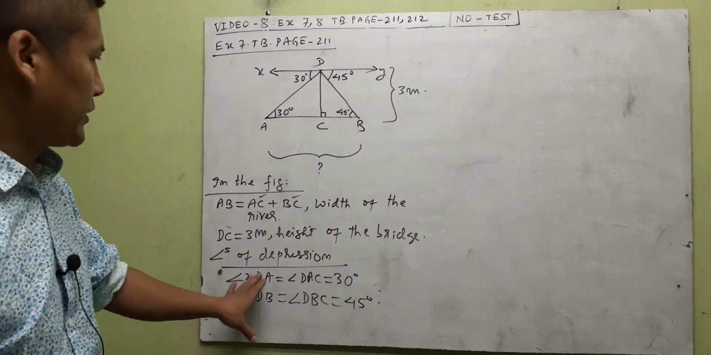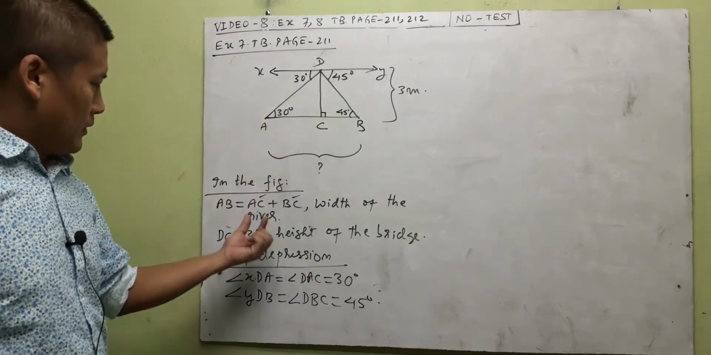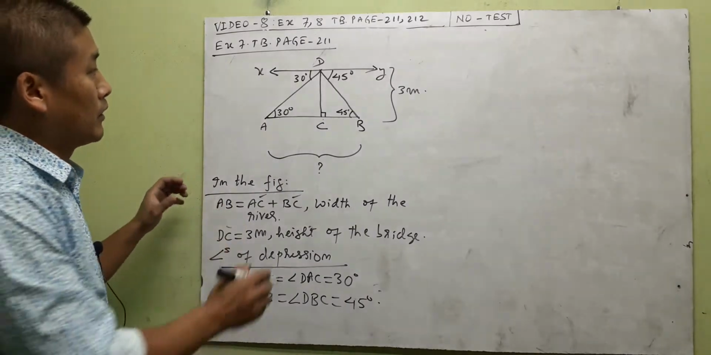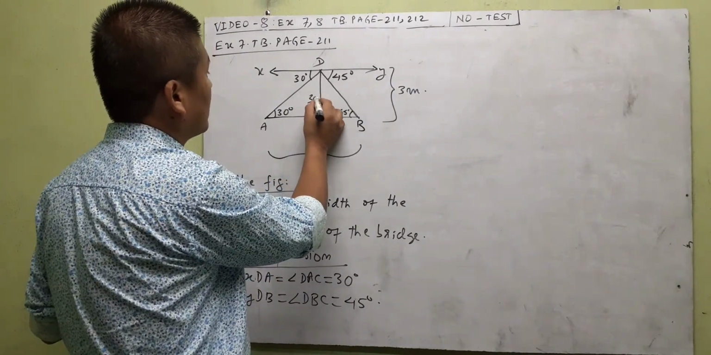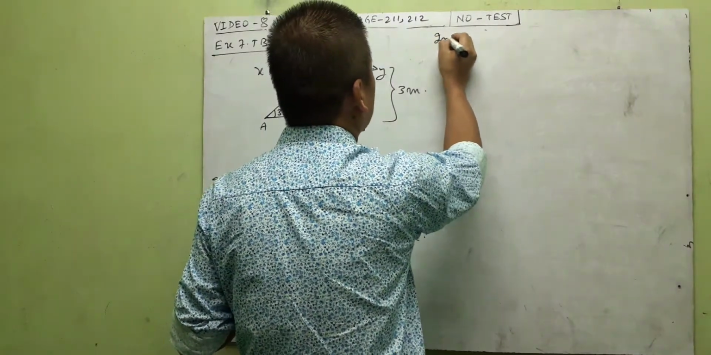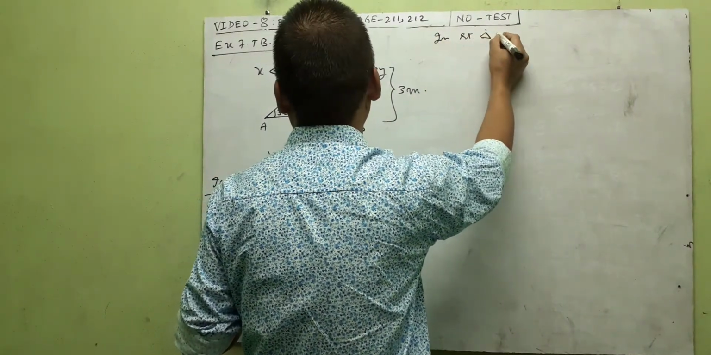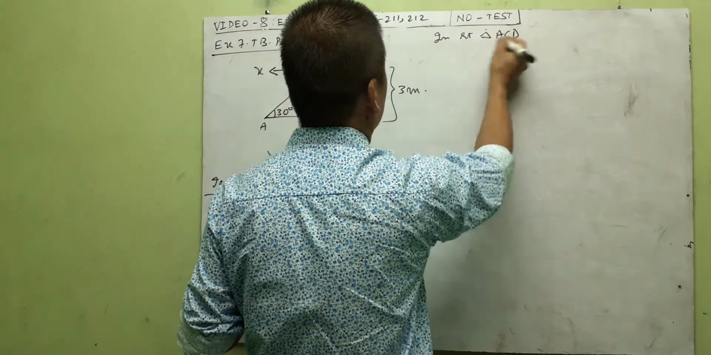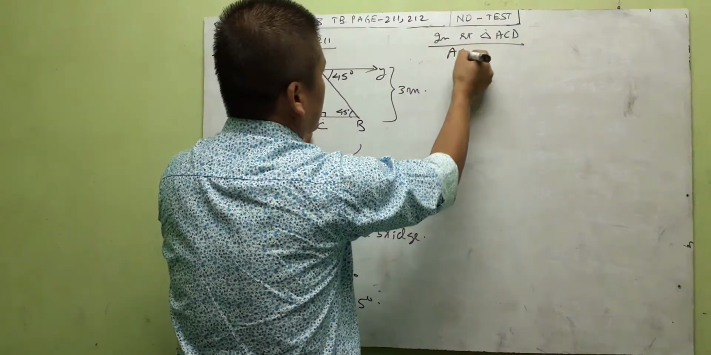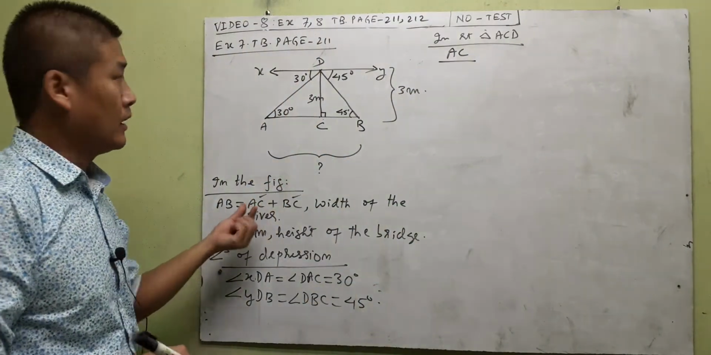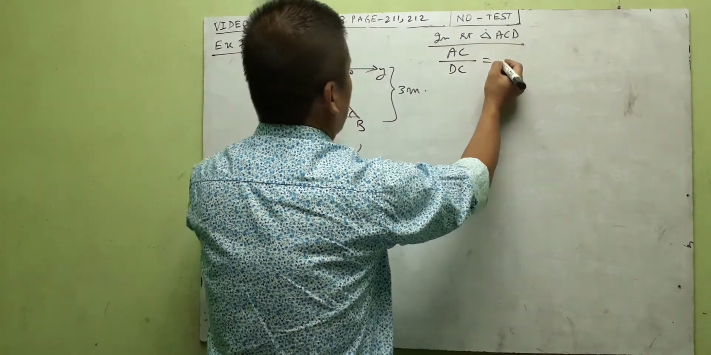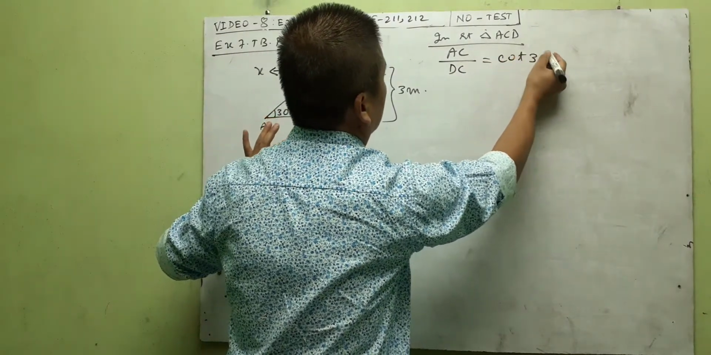So with this information, we need to find this AC and BC separately and add them up to get the width of the river. Very easy. So now we know this is 3 meters, this DC. So let us write here one triangle, any one you can take. ACD. We need to find AC. We want to find AC because this is part of the width of the river. But the known side, we write it down here, DC. Adjacent by opposite, so cot 30 degree.